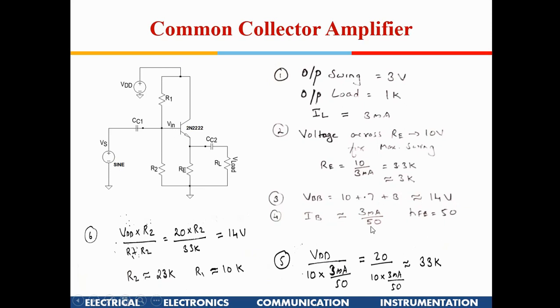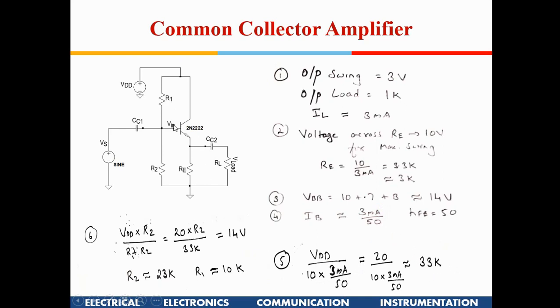What is IB? This is 3 milliampere, which we have decided in this branch, divided by HFE, so IB is 3 divided by 50, right? So now what will be R1 and R2? As we said, this particular branch should be designed so that at least 10 times the current which is going in IB should flow here in static conditions. So 10 into 3 milliampere by 50 IB.